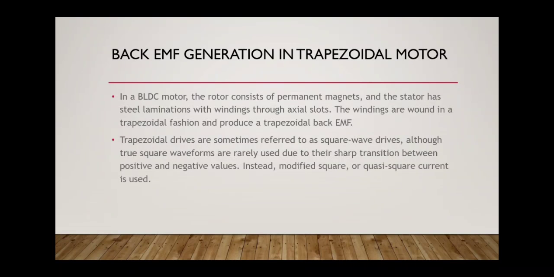In a brushless DC motor, the rotor consists of permanent magnets and the stator has steel laminations with windings through axial slots. The windings are wound in a trapezoidal fashion and produce a trapezoidal back EMF. Trapezoidal drives are sometimes referred to as square wave drives, although true square waveforms are rarely used due to their sharp transition between positive and negative values. Instead, modified square or quasi-square current is used.